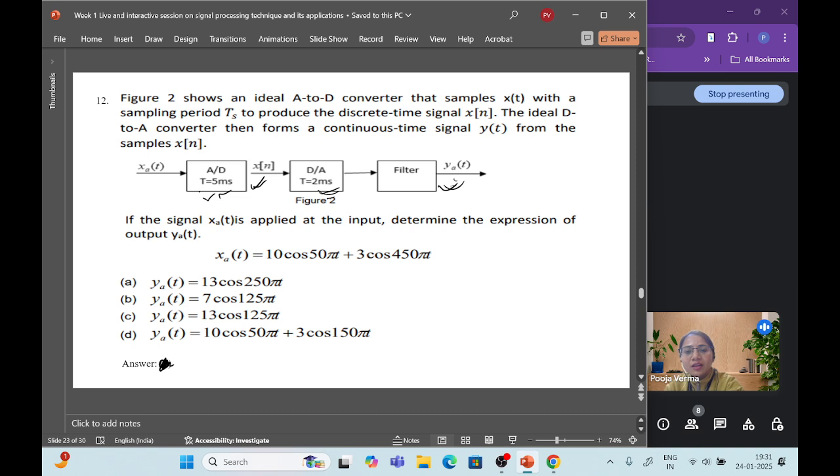So here xa of t is already given. If the signal xa of t is applied at the input here, determine the expression for the output, that means ya of t. So xa of t is given. Just try to convert it from analog into digital. Can you convert it? Xa of t is given. Just put n into Ts in place of t.